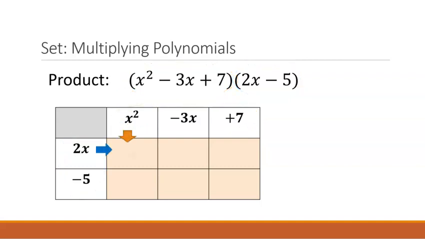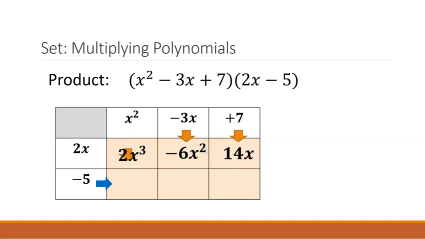To use the box, we will multiply the first term from the first set of parentheses by the first term in the second set of parentheses, and so on throughout the box. You will notice as we go through this top row that we are multiplying each of the terms in the first expression to the 2x in the second expression.